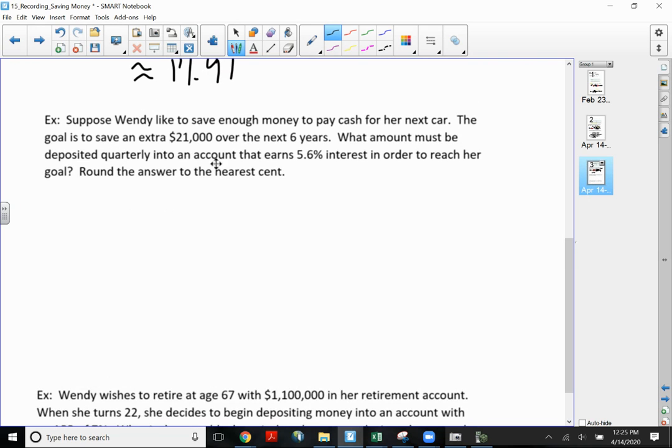All right. Suppose Wendy would like to save enough money to pay cash for her next car. The goal is to save $21,000 over the next 6 years. What amount must be deposited quarterly? Remember, this is quarterly. Into an account that earns 5.6% interest. So this problem is almost like a bank lending you money at 5.6% over the next 6 years, and what they loaned you is $21,000.